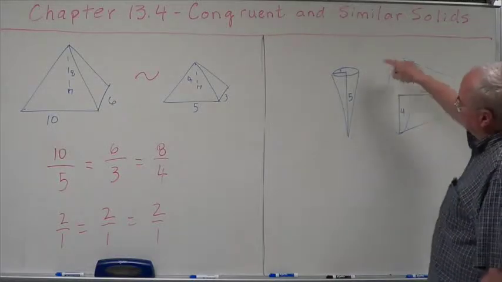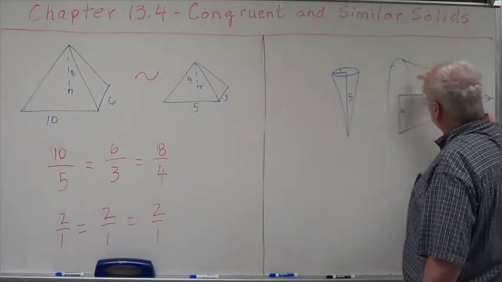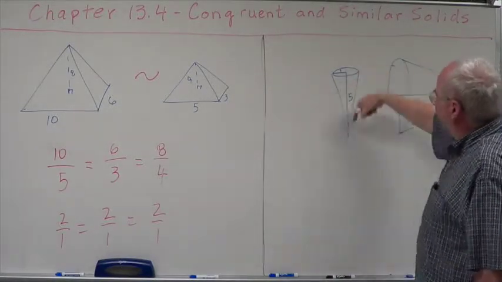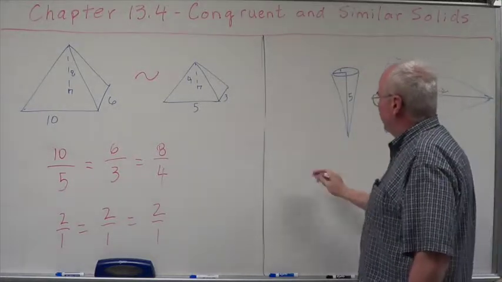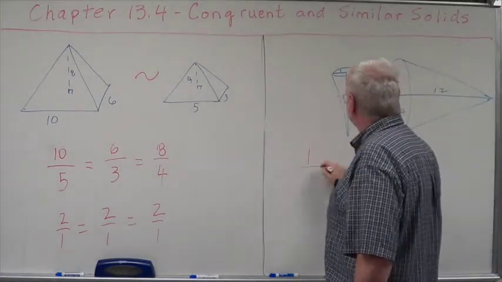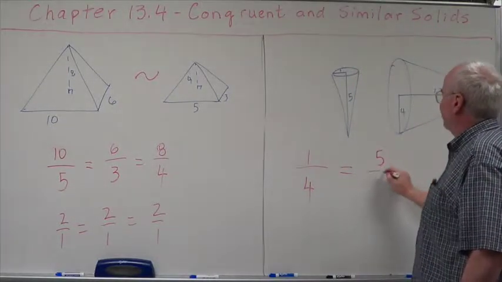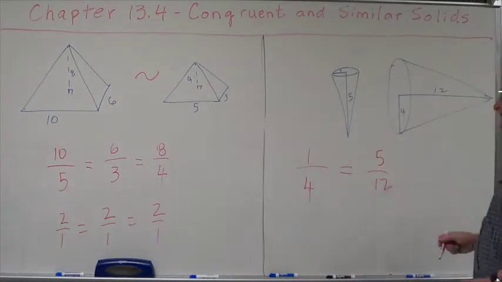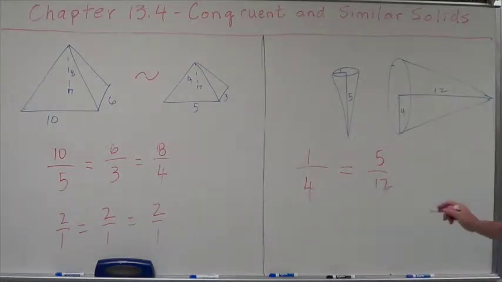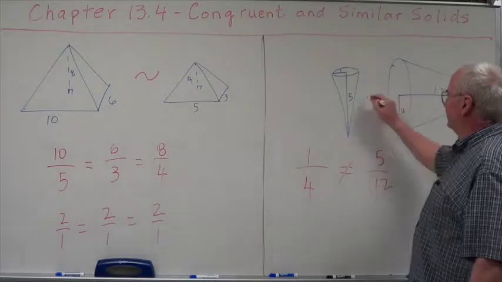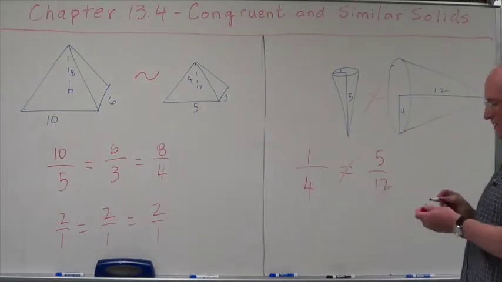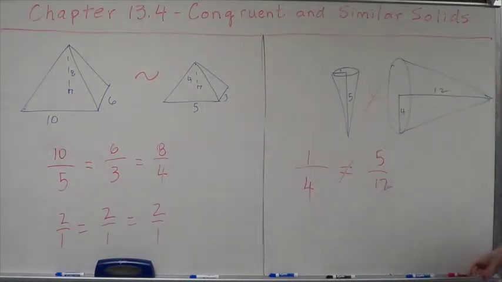Now, on these two, we have critical measurements of the radius and the height. So let's look at them. From the small one, the radius of the first, 1 to 4, is that equal to 5 is to 12? That doesn't work, does it? 1 to 4 is not 5 to 12. So these two are not similar. It's just that simple.